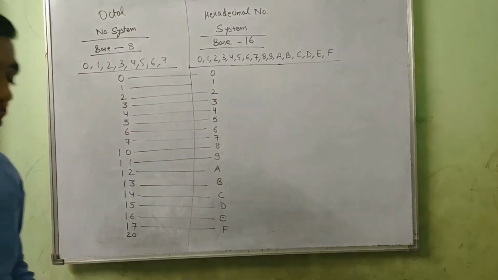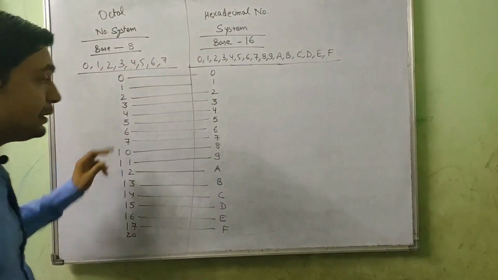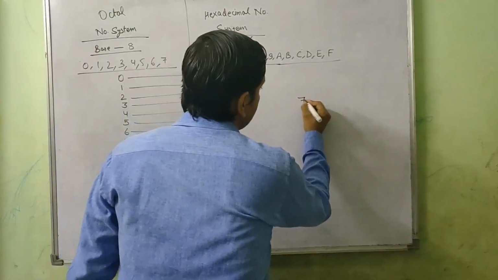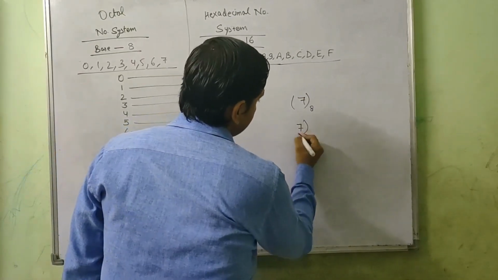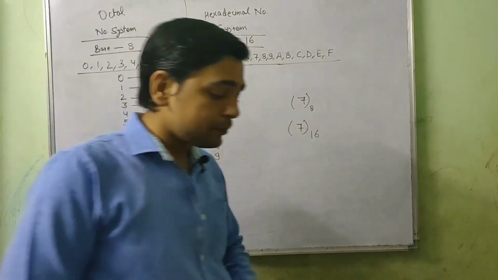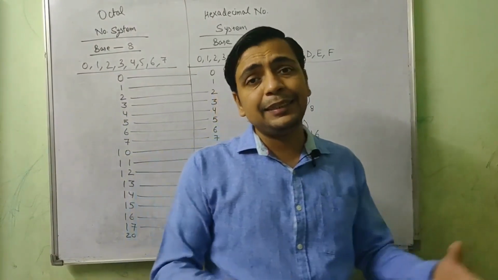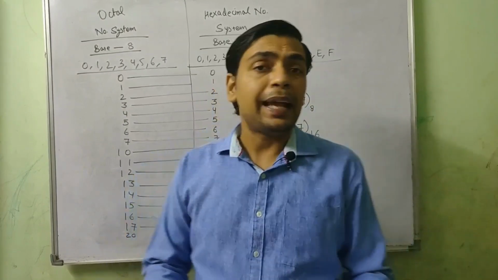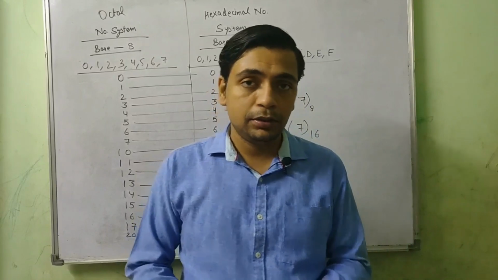You got that? So these are the corresponding values. If we are representing 7 in octal, we will write it as 7 and the base as 8. And if we are representing 7 in hexadecimal, we will represent it as 7 and the base as 16. So that's how any number is formed in any specific number system. In that way, you can create your own number system and form your own numbers, right?